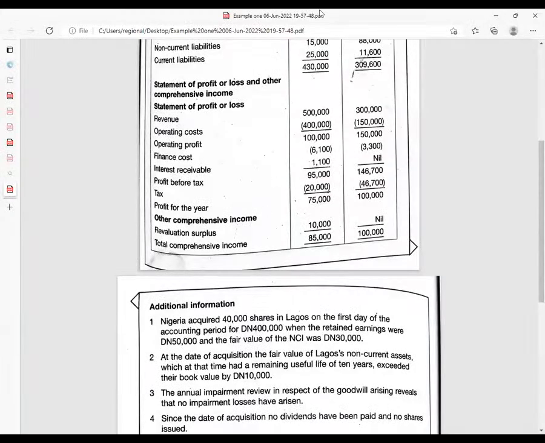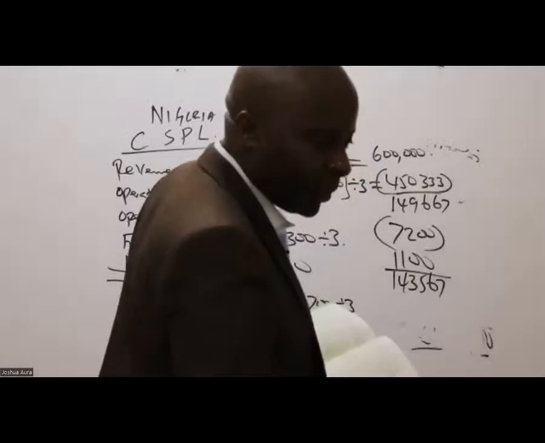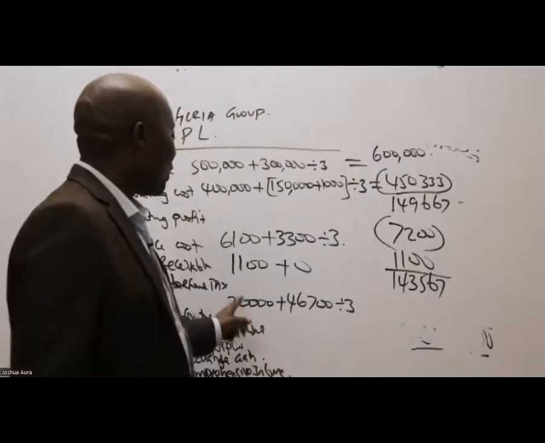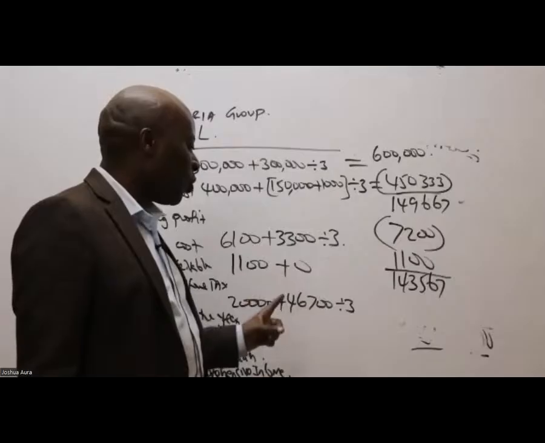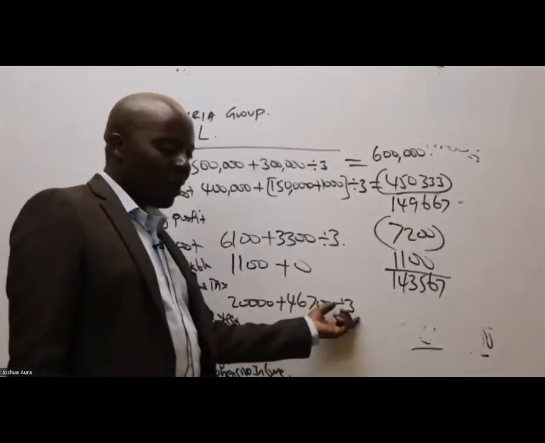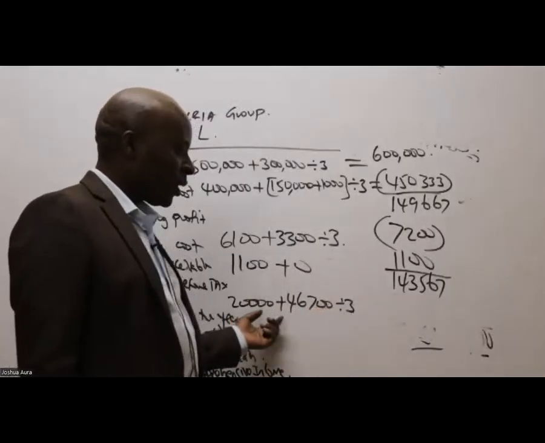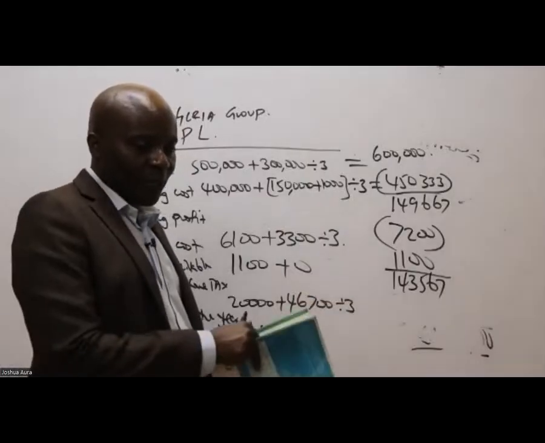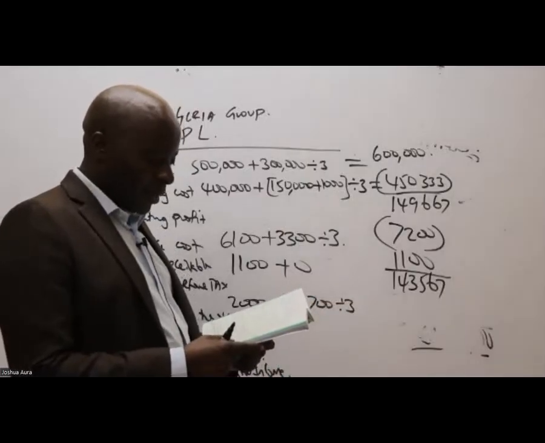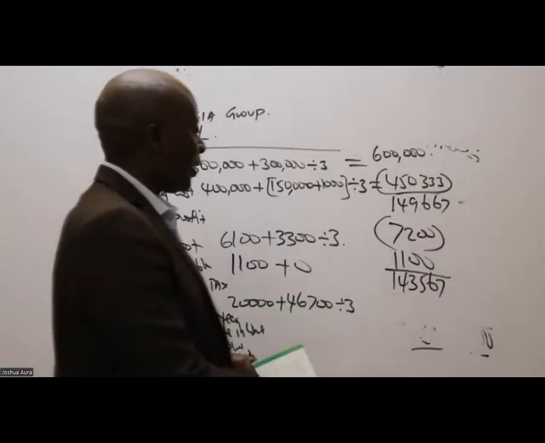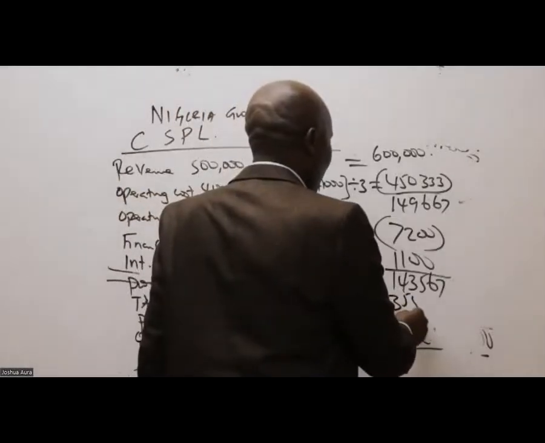46,700 divided by 3. And then please remember body mass. Don't say 20,000 plus 46,700 equals. No, it is only this number which is being divided by 3, plus 20,000. So what figure are we getting here, somebody? 35,567.